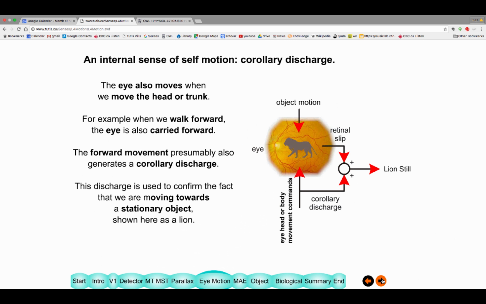The same thing happens for other kinds of motion. For example, when you're walking towards something, there's a corollary discharge being sent to the brain that you're moving. And you can distinguish between this line getting bigger because you're moving versus the line moving towards you. Very important to distinguish between those two things.